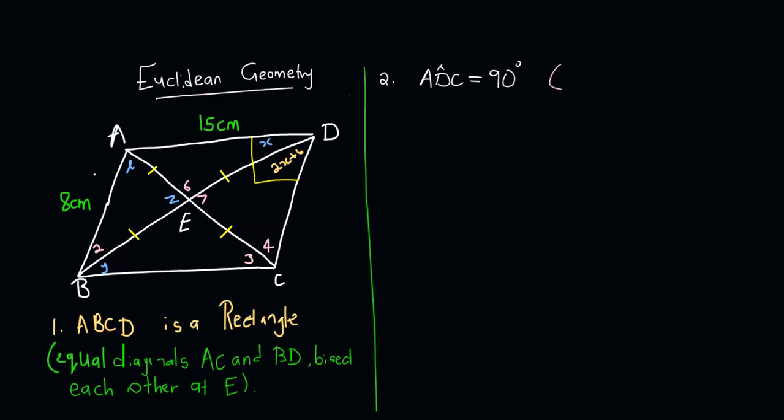You're not limited only to writing angle ADC. Someone can decide to write it like this, and myself, I prefer writing angle D is equal to 90 degrees. It's still one and the same thing, either way. Also the whole of angle A is equal to 90 degrees, angle B is 90 degrees, and angle C is 90 degrees, because that is a rectangle. You know that the sum of angles in a quadrilateral is 360, and 90 times 4 gives you 360 degrees.